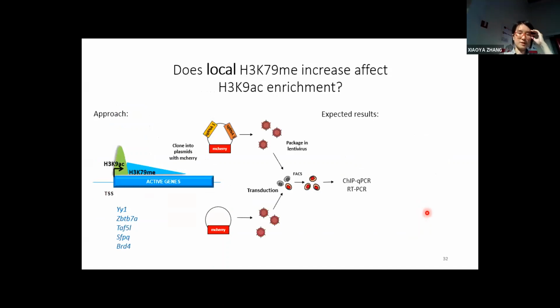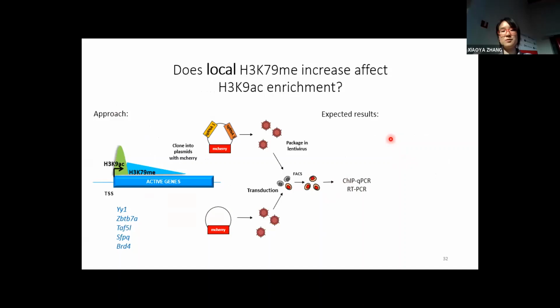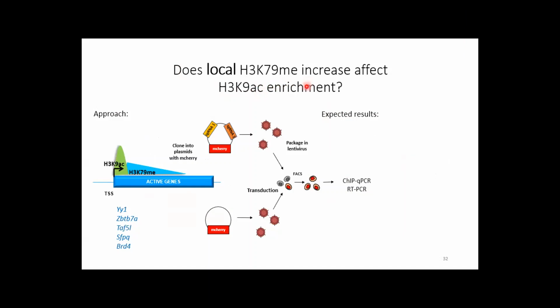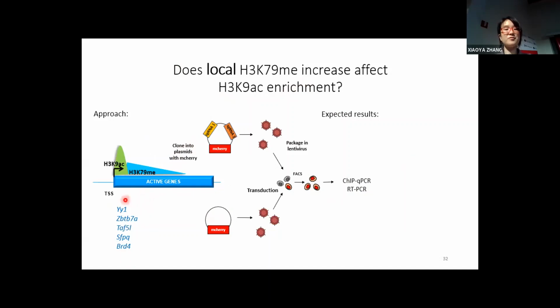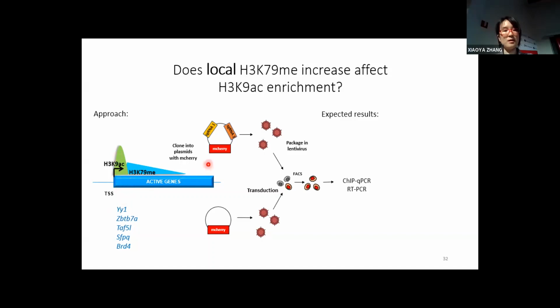So using this tool, I could locally manipulate the K79 methylation level and detect changes of K79 methylation using PCR. And here I want to answer the question: does local K79 methylation increase affect the K9 acetyl enrichment? It's like a direct manipulation. So I chose 5 genes that have K79 methylation and K9 acetylation, and I cloned those guide RNAs into a plasmid with fluorescent protein and packaged them in lentivirus and then infected stem cells.